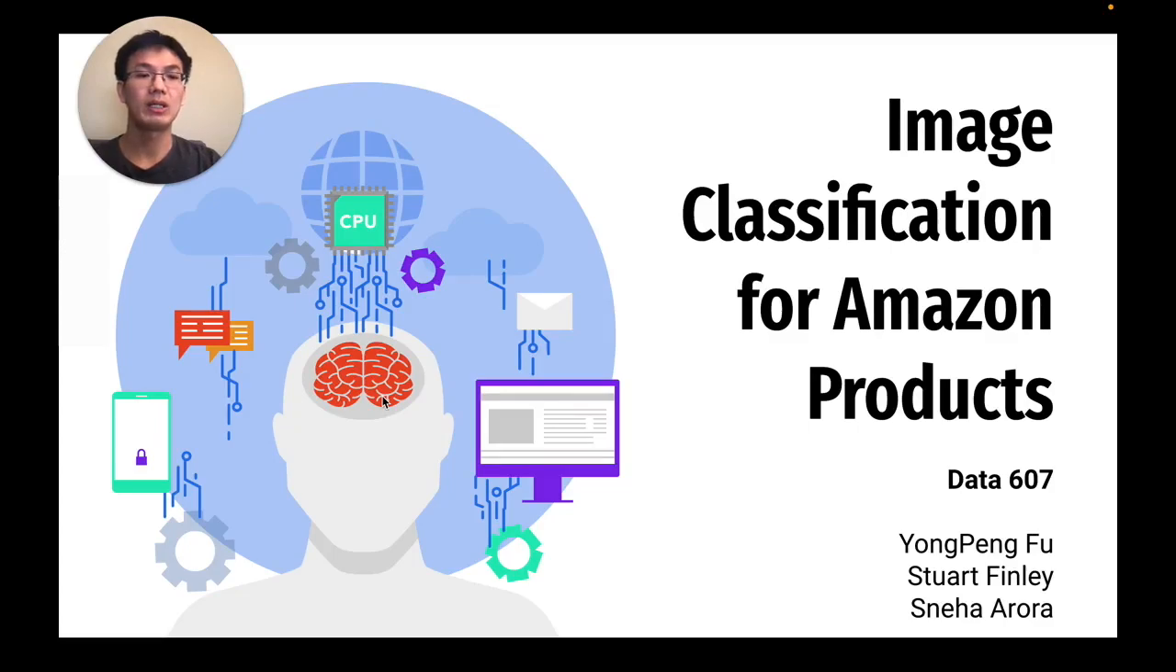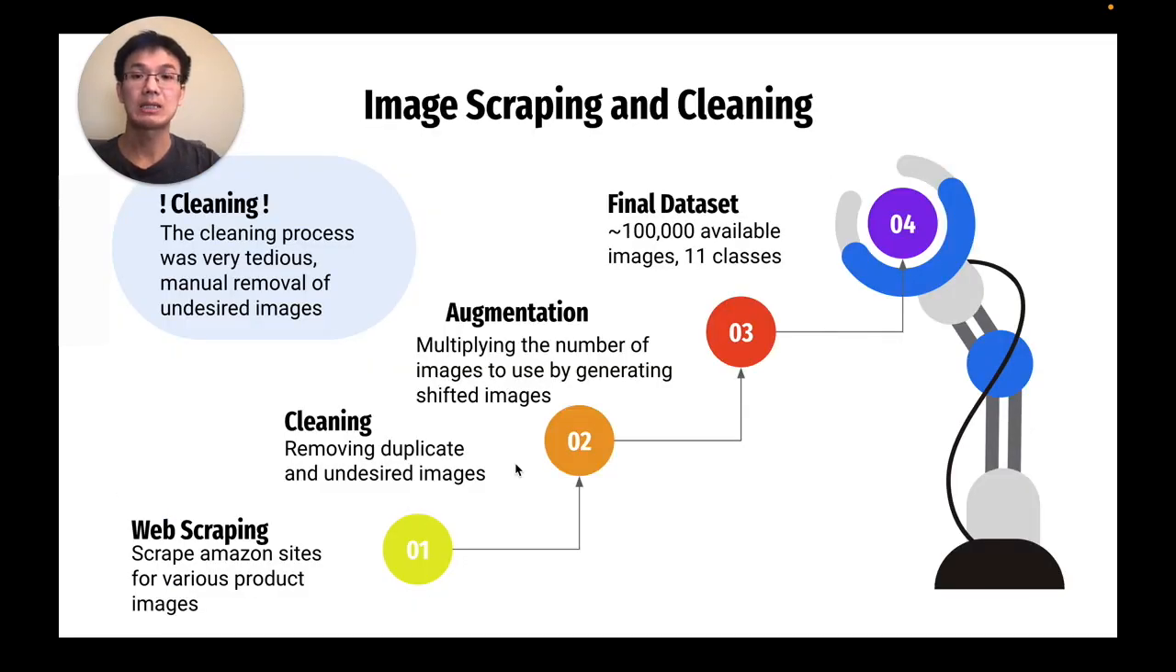Hello everyone, we are presenting our project for 607. Our project is image classification for Amazon products. We have three members for this project. My name is Yang, and we also have Stu and Sneha. So now I'm going to pass this to Stu to talk about image scraping and cleaning.